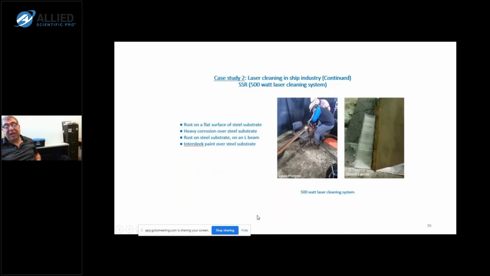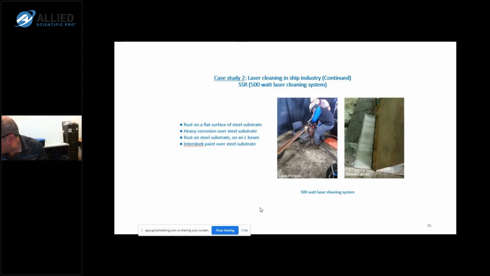And then in Shelburne, which is 200 kilometers away from Halifax, in their shipping repair area, the 500-watt was used to clean a flat steel surface from rust, heavy corrosion, rust on steel substrate on an L-beam, and Intersleek paint over steel substrate. And this was done very successfully in Shelburne.